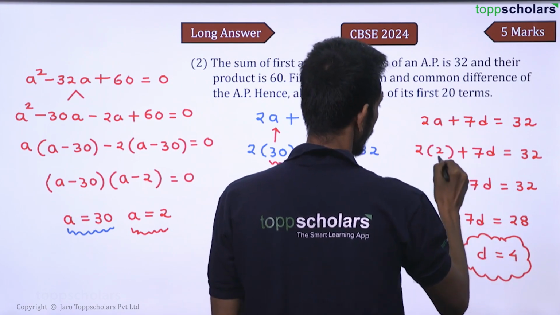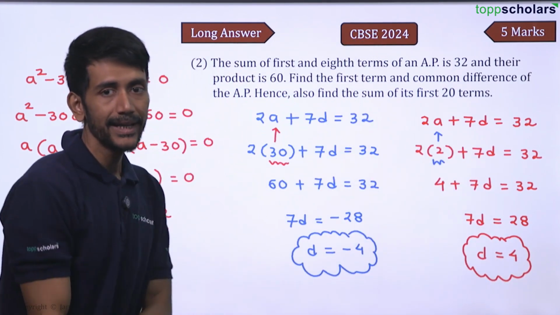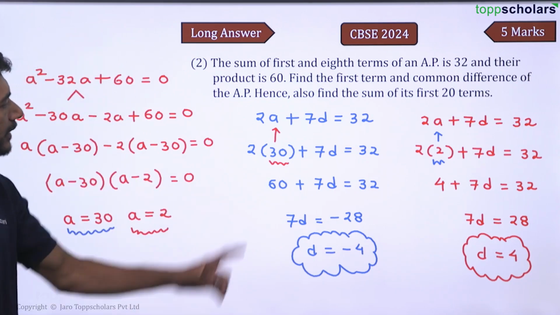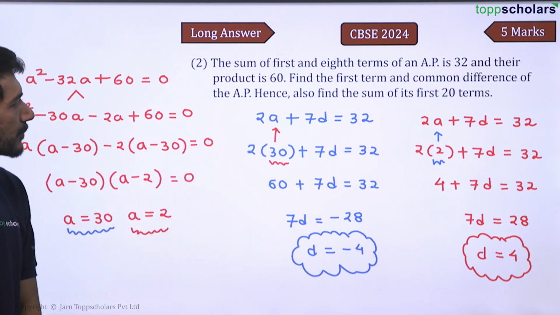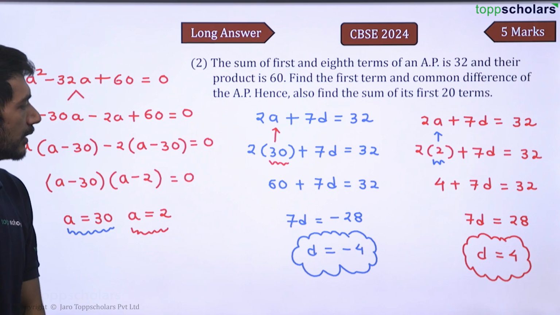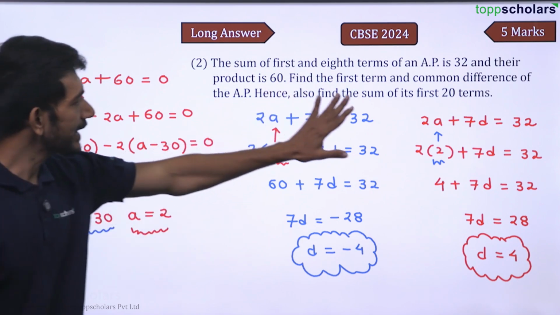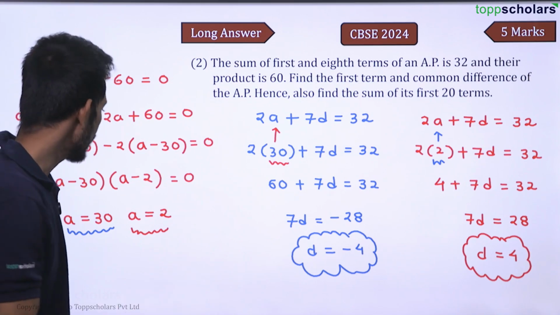So d is 4 when a is 2. So when a is 2, d is 4, and when a is 30, d is minus 4. Okay. Now let us try to understand whether we are getting the product and the sum correct or not for both the conditions.